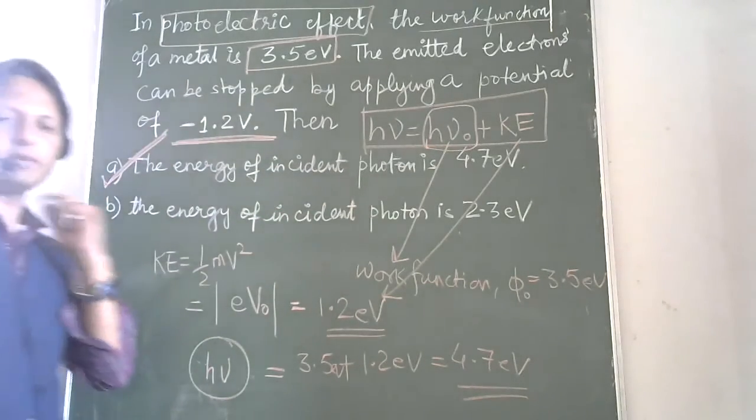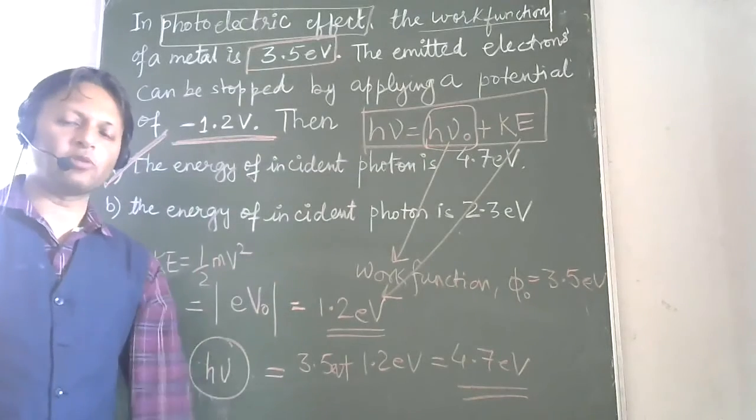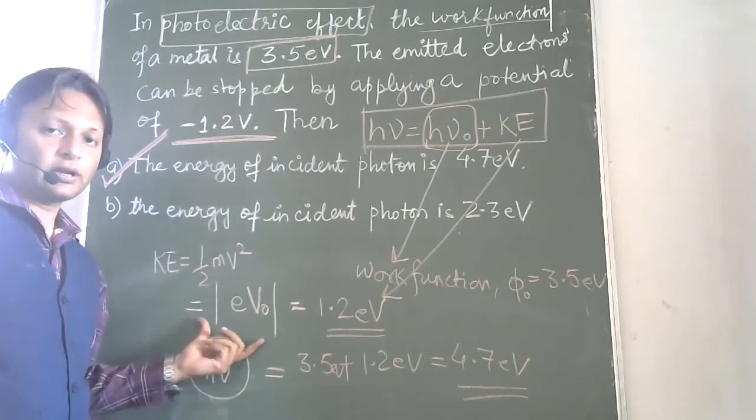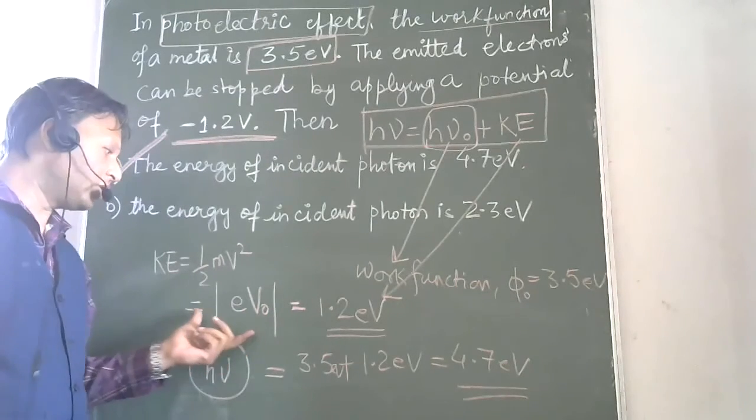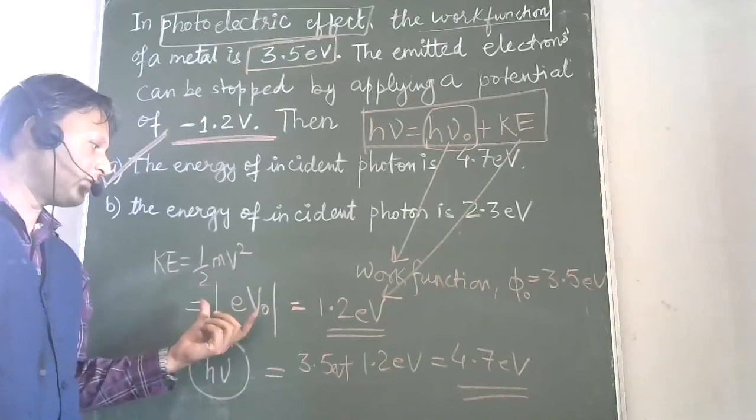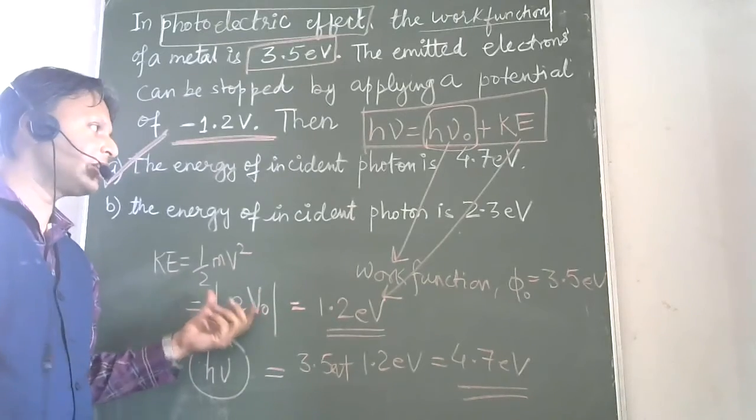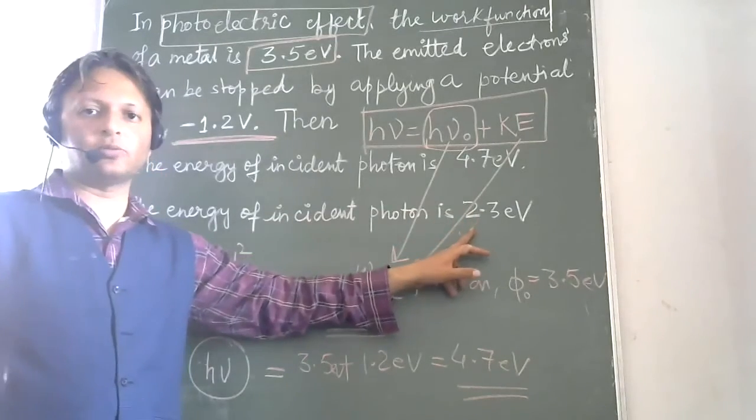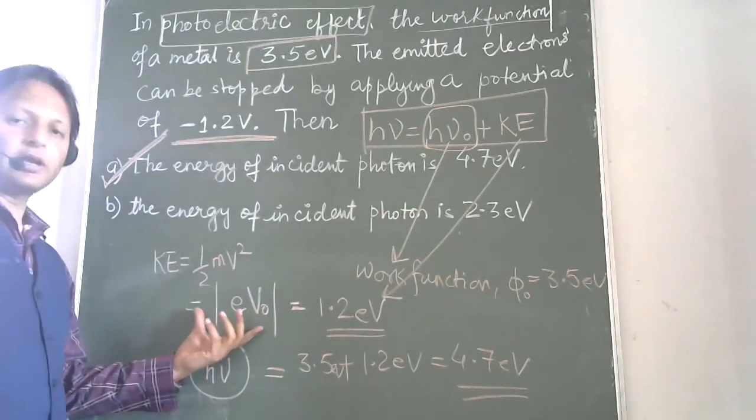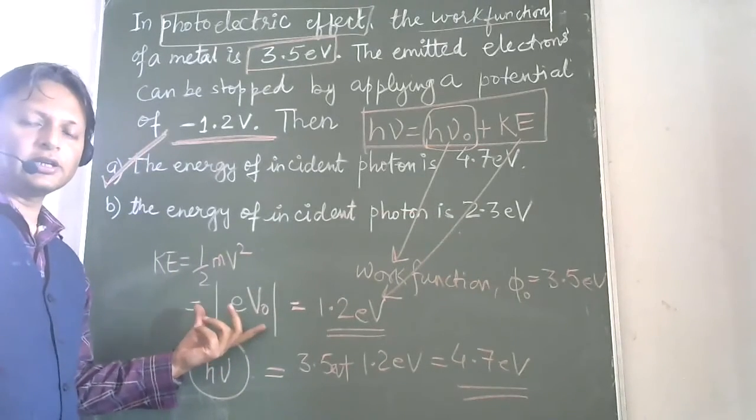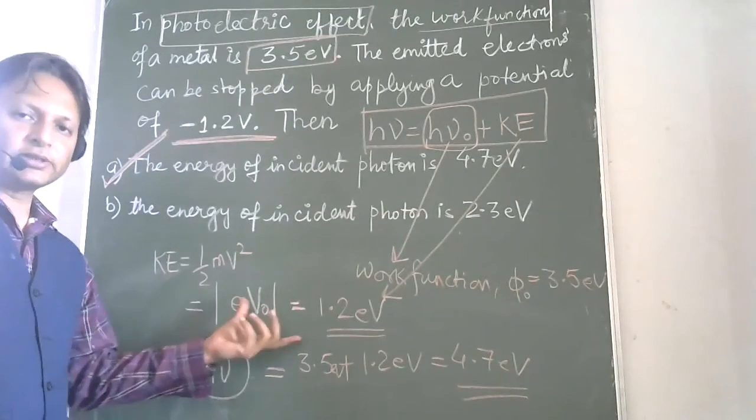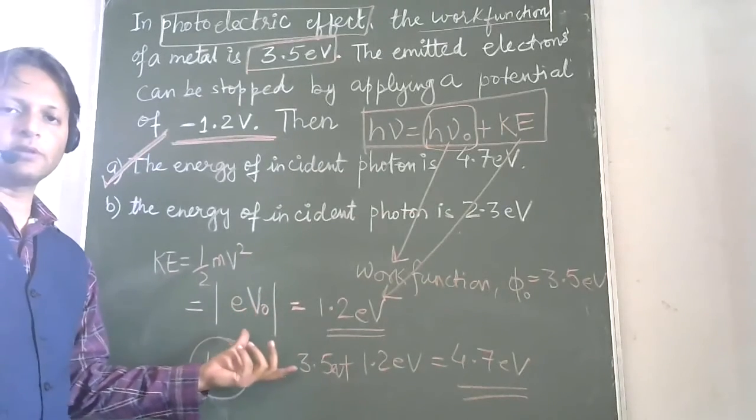The major point to look at in this numerical is that we have to take the magnitude of the stopping potential. We need not put the negative sign over here, because if we put the negative sign, we will get the option 2.3, which would be a wrong answer. So we have to keep in mind that the kinetic energy is always positive, whether the stopping potential is given as positive or negative, whatever the value of the stopping potential.